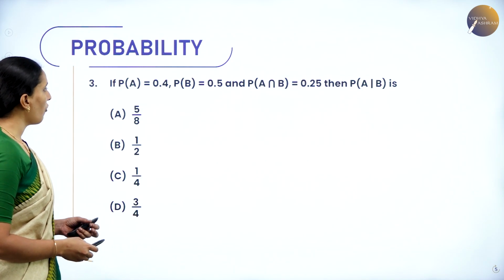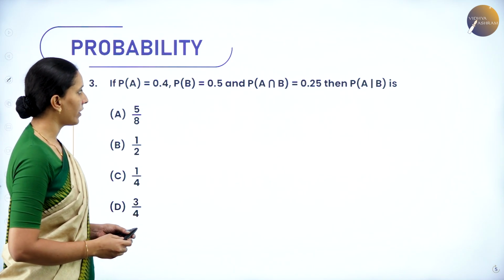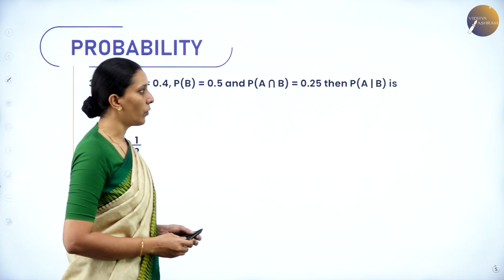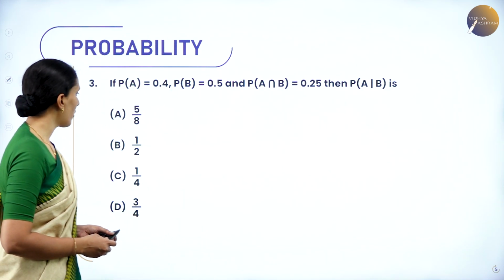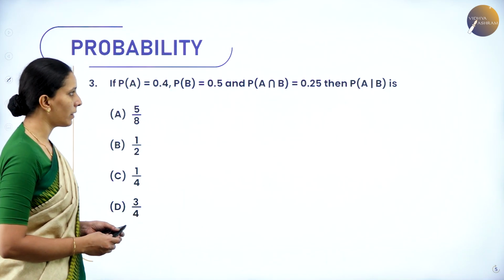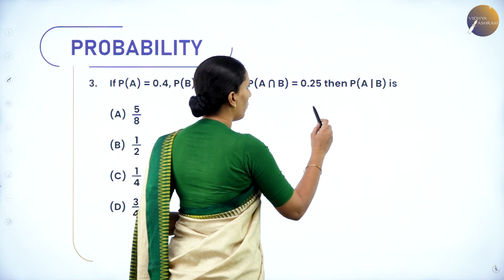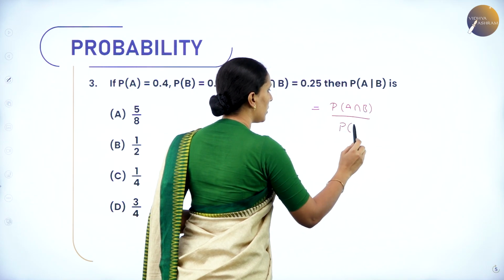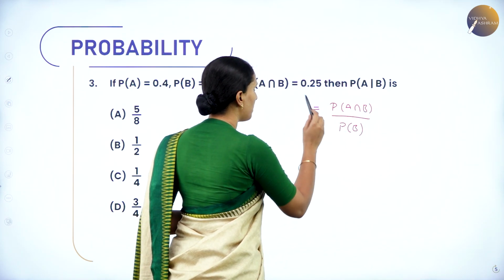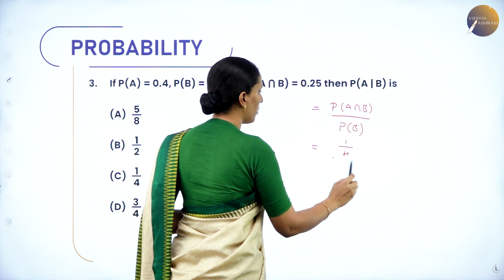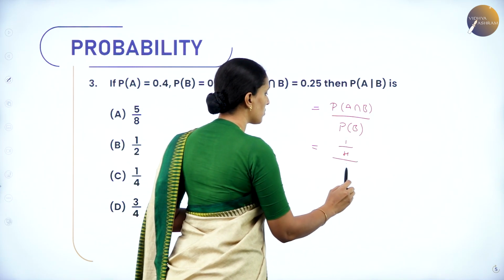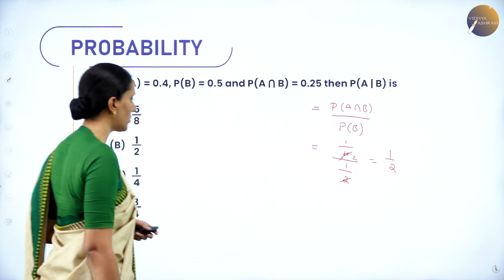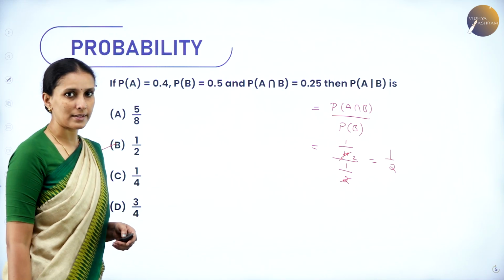Next, if P of A is 0.4, P of B is 0.5 and P of A intersection B equals 0.25, then P of A over B is? Options are 5 by 8, 1 by 2, 1 by 4, 3 by 4. P of A over B is nothing but P of A intersection B divided by P of B. P of A intersection B is 0.25, which is 1 by 4, and P of B is 0.5, which is 1 by 2. If we cancel this, we get the value as 1 by 2. Hence option B is the right answer.